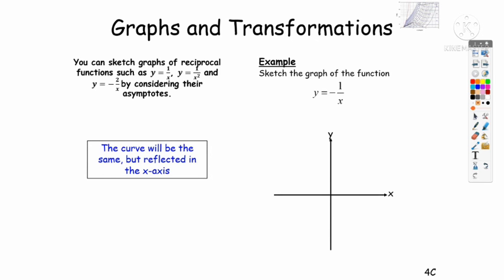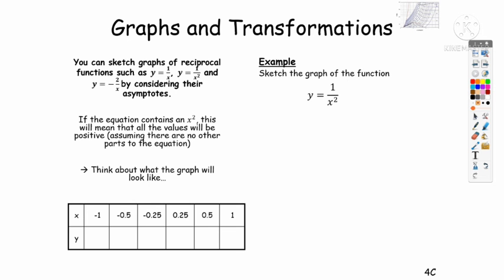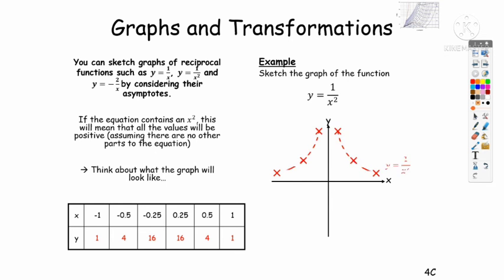Y equals minus 1 over x, the curve will be the same, but this is reflected in the x-axis. So I get that in the blue. If the equation contains an x squared, this will mean that all values will be positive, assuming that there's no other parts to the equation, right? So think about what the graph will look like. So y equals 1 over x squared, subbing in a couple of values, and I get this curve, y equals 1 over x squared.